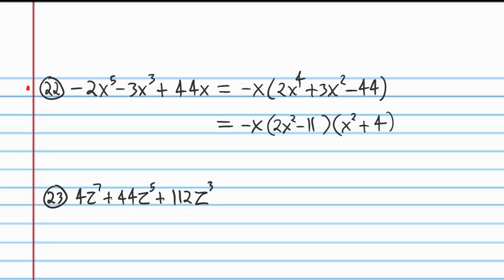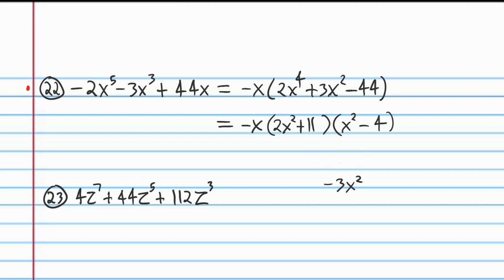So O and I, a FOIL, we have to check. So O is 8x squared, and I is negative 11x squared. So that becomes negative 3x squared. Bingo, we have the right number, but we just don't have the right sign. So what that means is we have to change this sign to a positive, and we change the other sign to a negative.